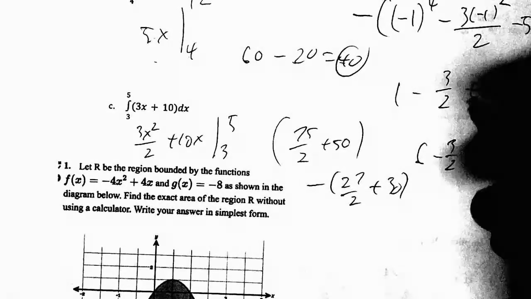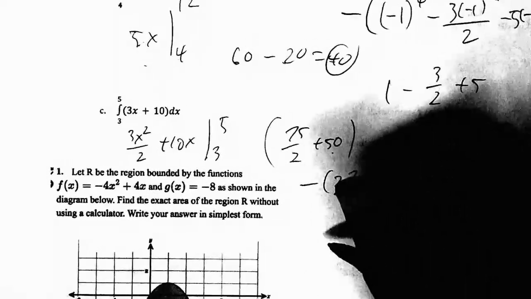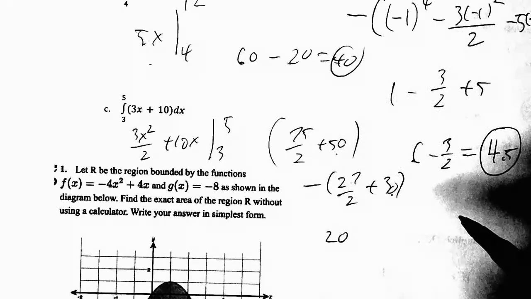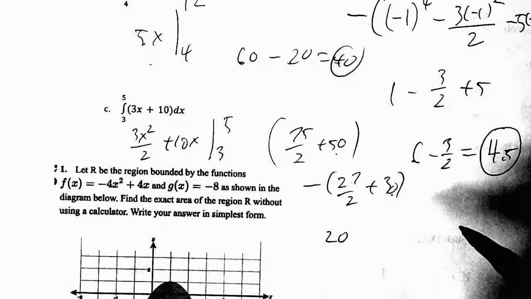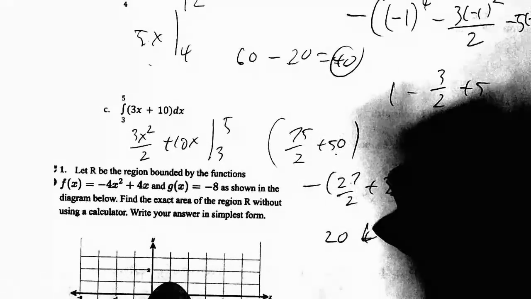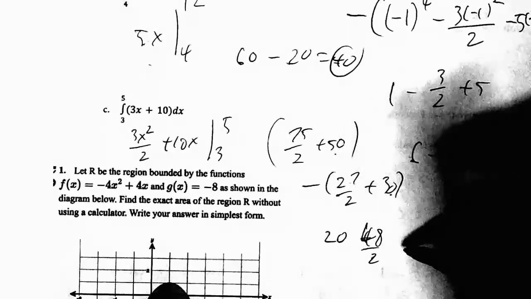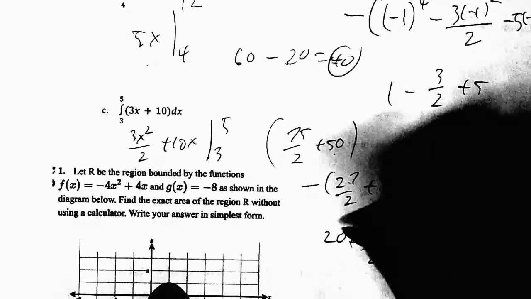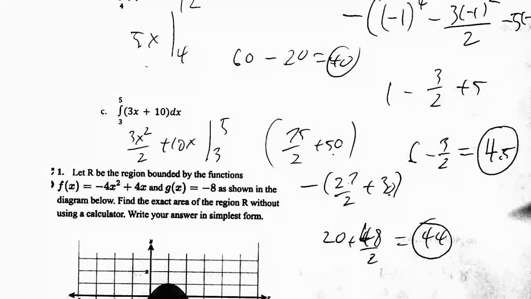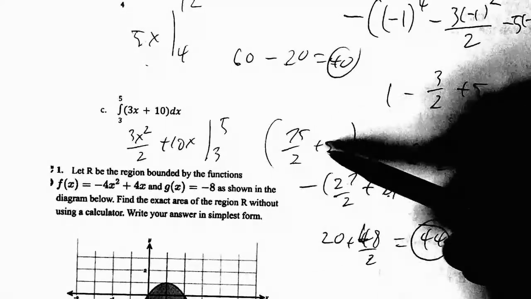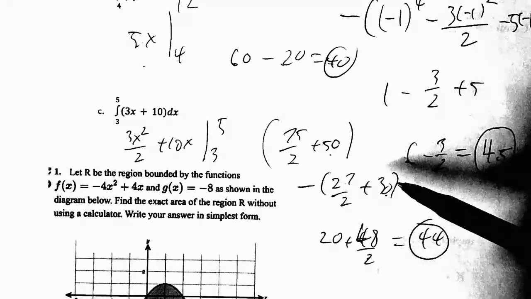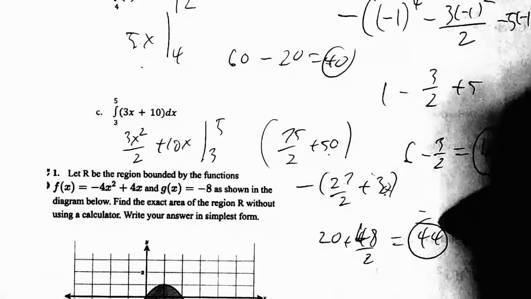Let's see if I can combine. So that's going to be 50 minus 30 is 20. 75 minus 27 is 48. So I have this and 48 over 2. 48 divided by 2 is 24. 24 plus 20 is 44. Again, take your time, use a calculator. 75 divided by 2 plus 50, 27 over 2 plus 30. That minus that is 44.